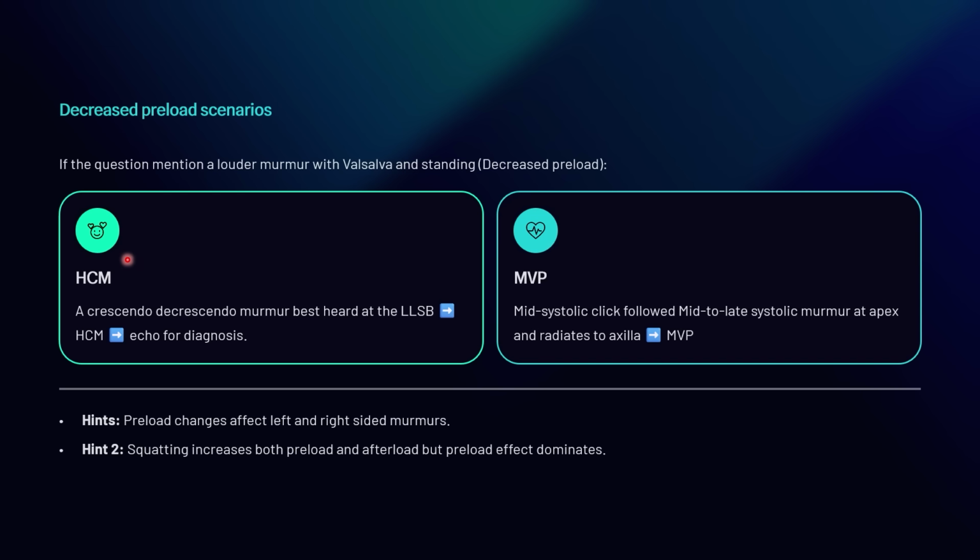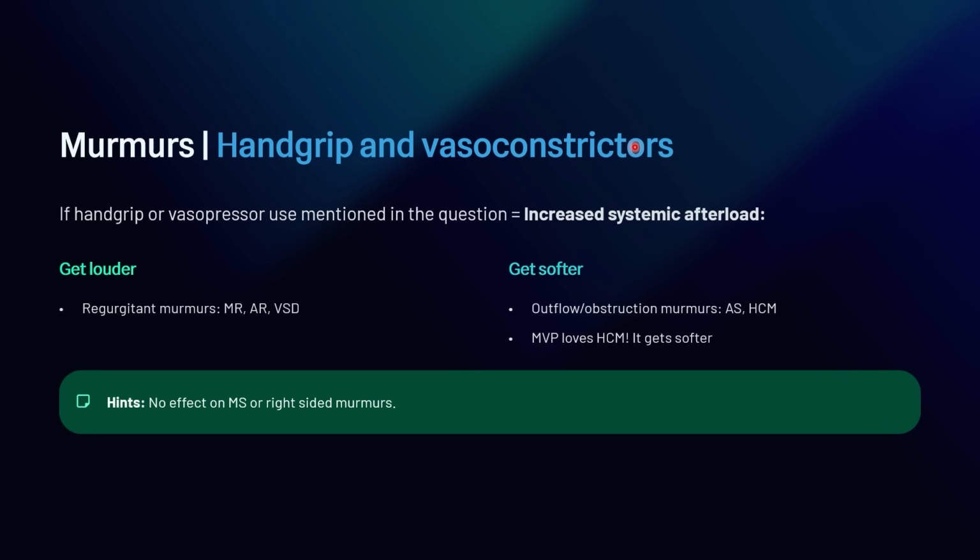They behave differently. Let's talk about handgrip and vasoconstrictors. They increase the afterload and increase systemic vascular resistance. Regurgitant murmurs get louder: MR, AR, VSD. And the outflow obstruction murmurs get softer: AS, aortic stenosis, and hypertrophic cardiomyopathy.